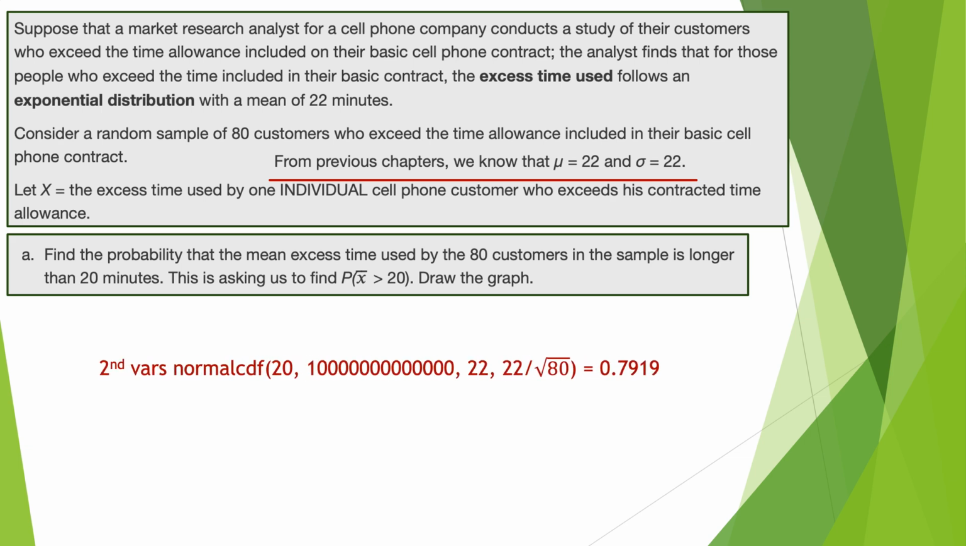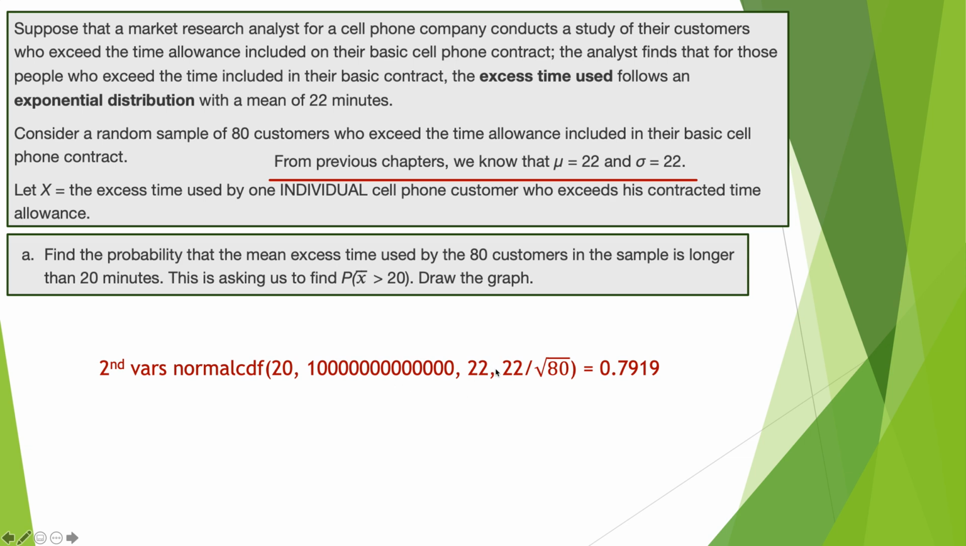And once we do second vars, we go to normal CDF. Now, it wants to be greater than 20, so the lowest is 20. The highest, this time I put in 1 followed by a bunch of zeros, but you're better off doing 10 to the 99th power, because my answer was actually off by a micro amount, okay? So in here, rather than putting a trillion, billion, whatever, I just put in 10 to the 99th.